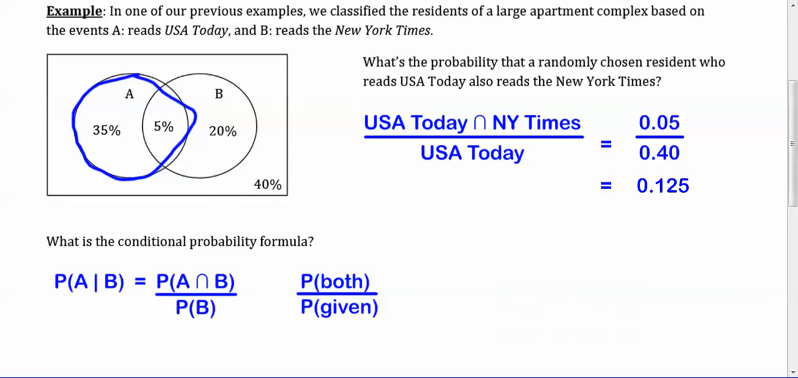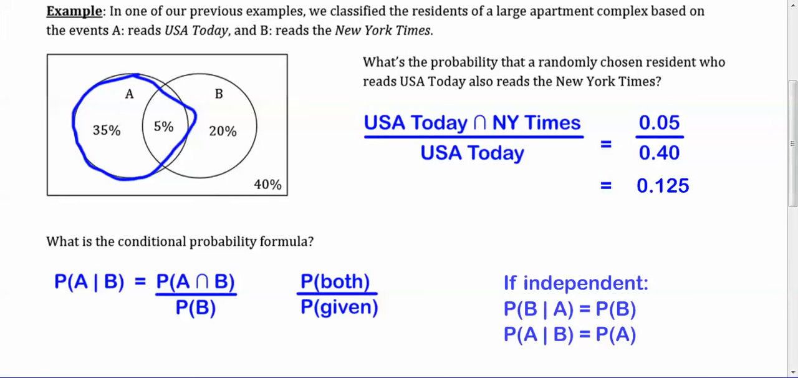So again, it's the probability of both divided by the probability of the given thing. One thing I want to mention is that remember, in the case that events are independent, if A and B are independent, the probability of B given A is the same as the probability of B, and the probability of A given B is going to be equal to the probability of A. So remember, in the case that these are independent, that number is just going to become just plain old probability of A.